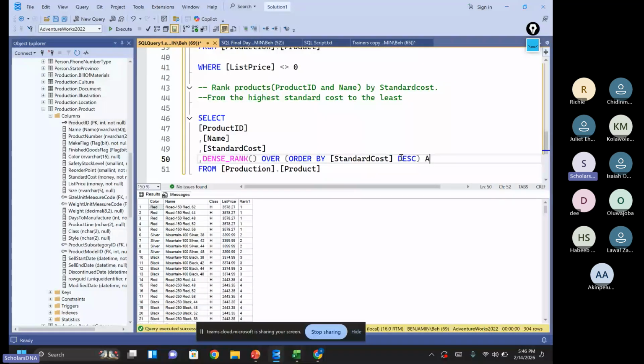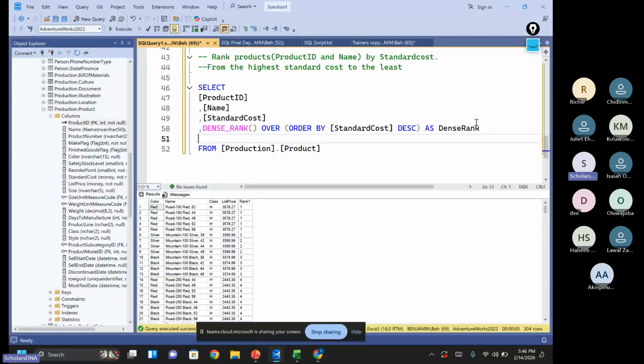Should we give it a name? Yes, as standard cost 1. All right, thank you. No, it's a rank. It's not a standard cost. We're not changing anything. We're not doing a case statement. We're just going to name that rank as dense rank. Right. So should we take away? We want to use descending order. Okay. Yes.